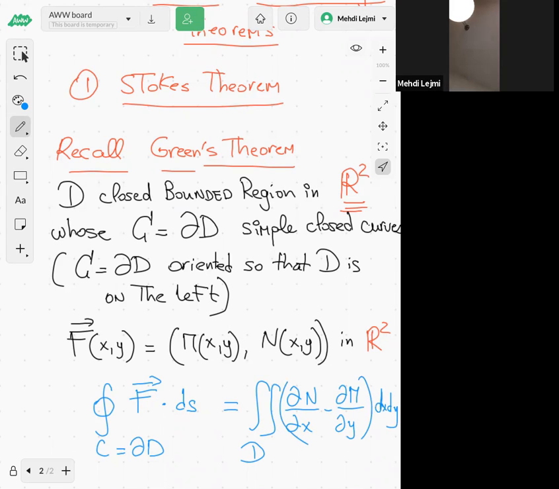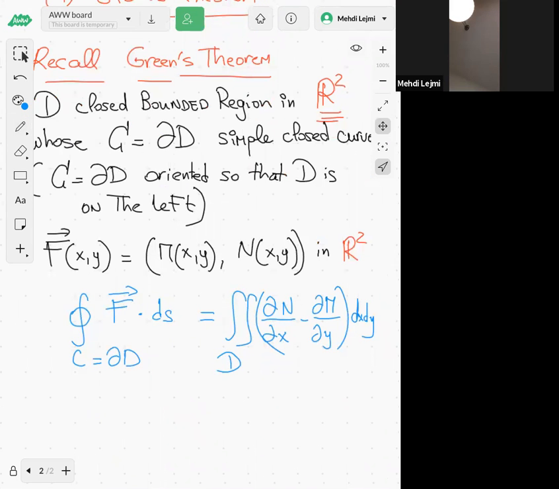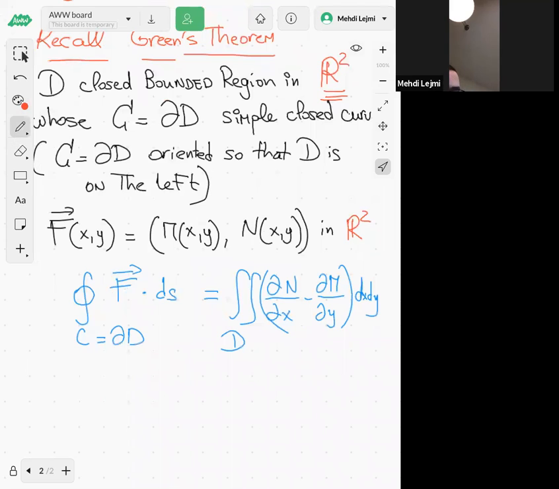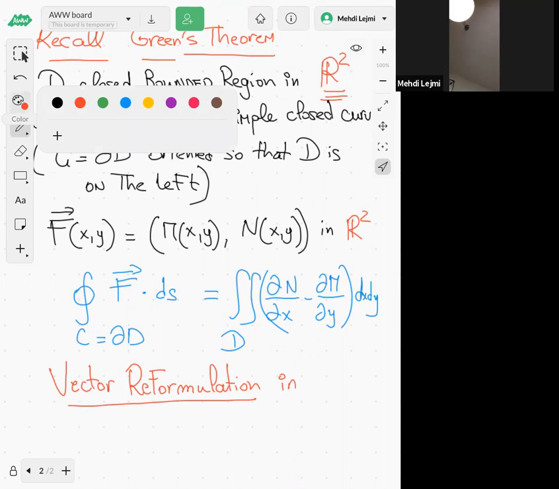Again, the idea, as with the Gauss theorem, is that you have a relation between a one-dimensional integral along the boundary and a two-dimensional integral over your region D. But everything here is in R2, right? And we said we have a vector reformulation of Green's theorem in R3.